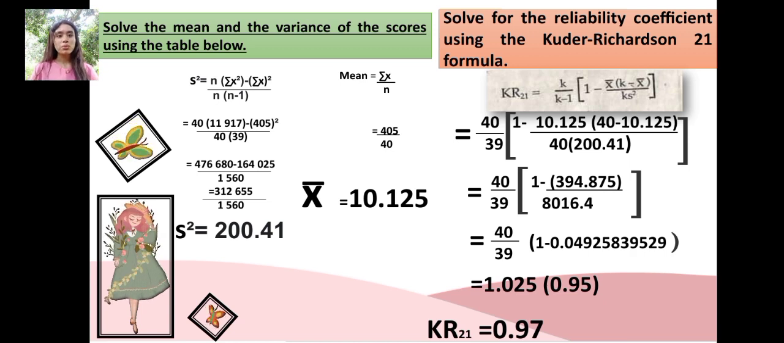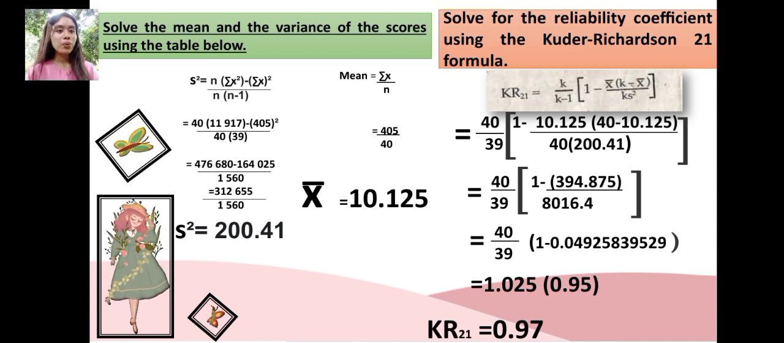Okay, so let's proceed to solving the mean. The mean is equal to the summation of x over n. Our summation of x is 405, and our number of items is 40. So if we divide these two, our mean is 10.125. Okay, are you following? That is our mean. Okay, so let's proceed.